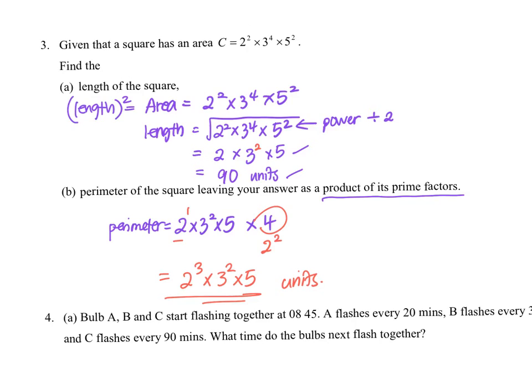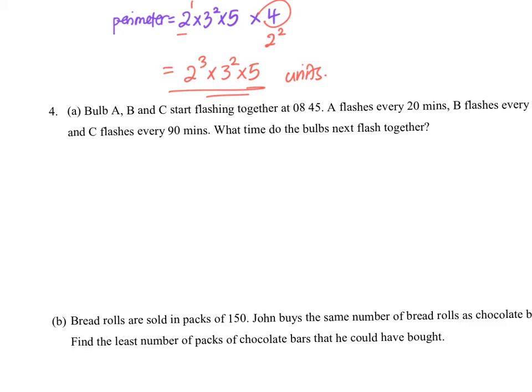Wait. What were the answers we had? We had A is 20 minutes, we have 35, we have 90. So 20 was 2 squared times 5. 35 is 5 times 7. 90 is 2 times 3 squared times 5. Now, if you want them to flash together, will the next timing be shorter than 20, 35 or 90, or is it going to be more than 20, 35 and 90 seconds?